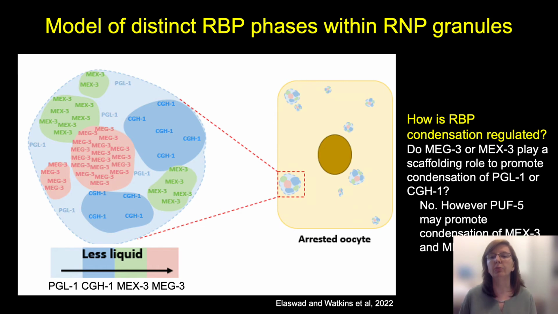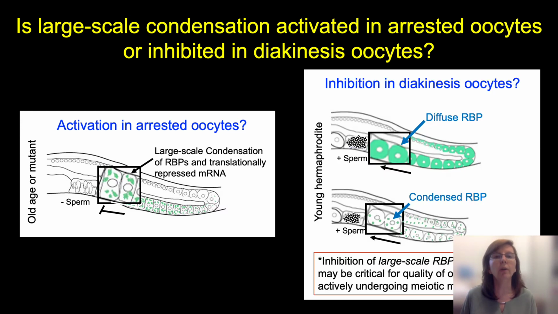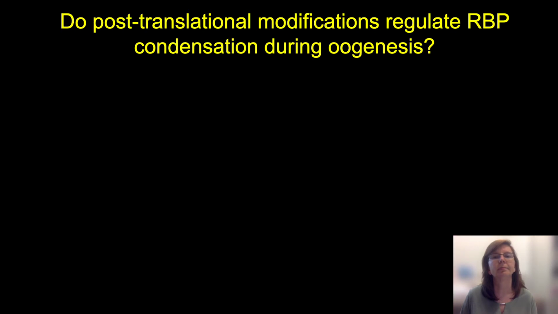So now I want to turn to a bigger picture question about the regulation of RBP condensation. As we consider these two developmental states, extended meiotic arrest and non-arrested diakinesis oocytes, it seems possible that large-scale condensation of RBPs could be activated in arrested oocytes, or it could be that the large-scale condensation needs to be inhibited to ensure the quality of these diakinesis oocytes that are actively undergoing meiotic maturation. So in either case, what might be some candidate regulators?